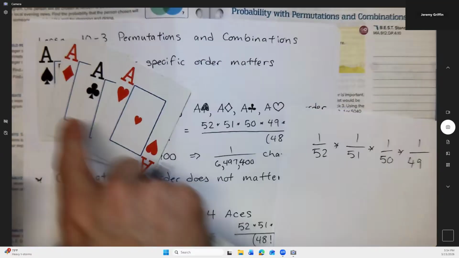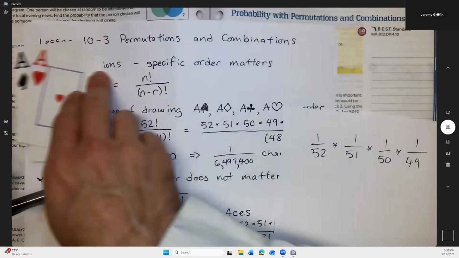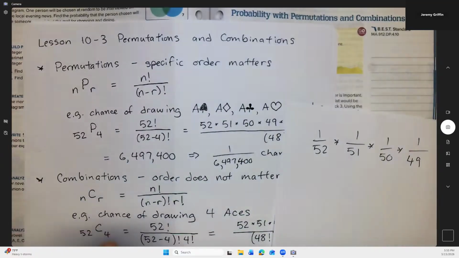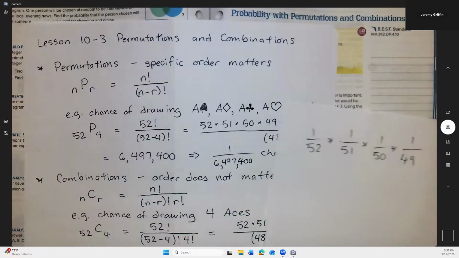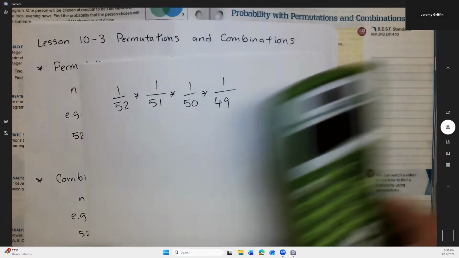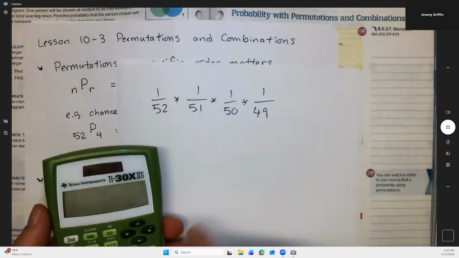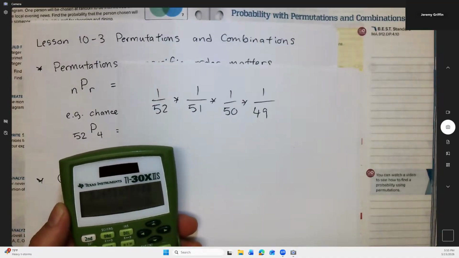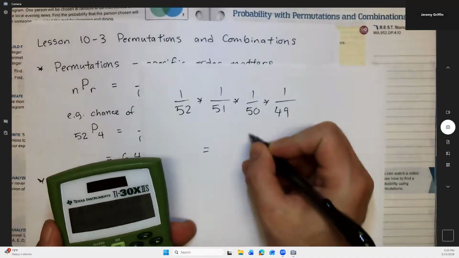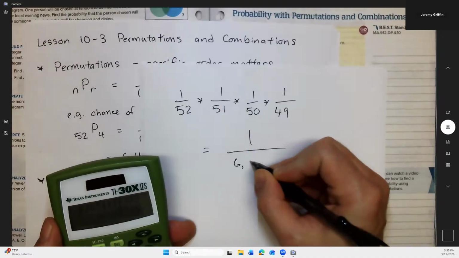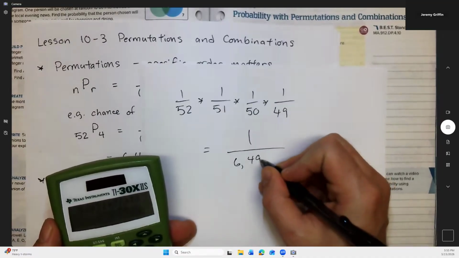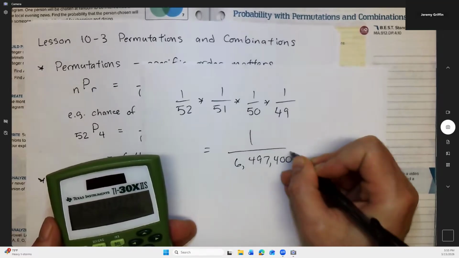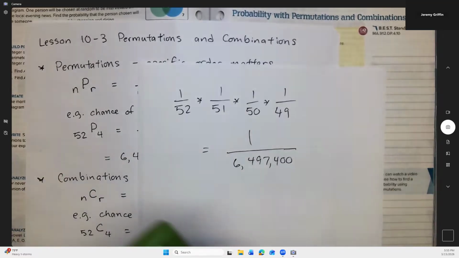And so what's the chance that that happened if it was really random, if I didn't rig the whole thing? Well, I've got the answer right here. All I need to do is multiply this out. So 52 by 51 by 50 by 49, that's all in the denominator. So this is a 1 out of 6 million chance: 6,497,400. So that's the chance that happens.